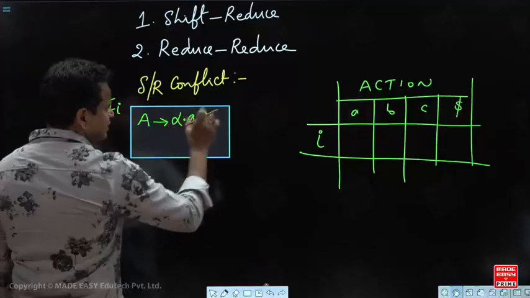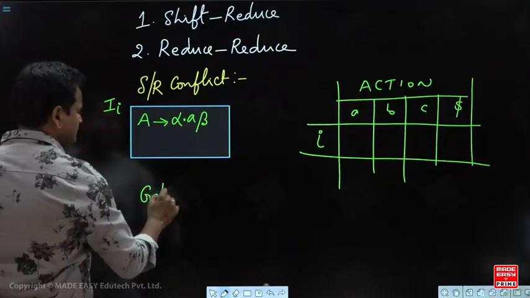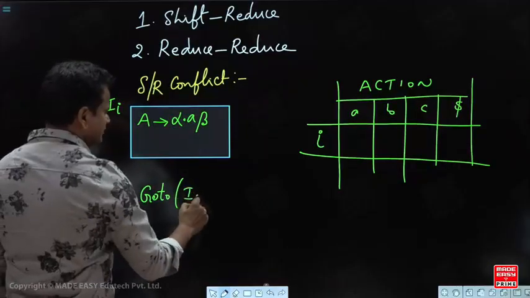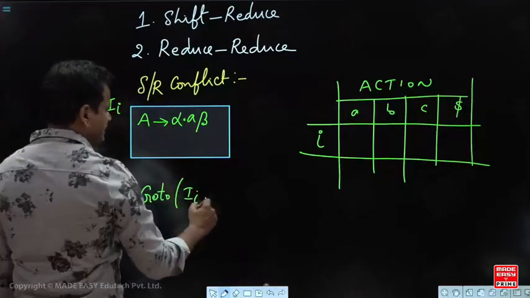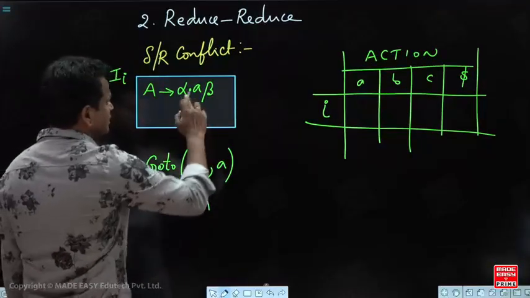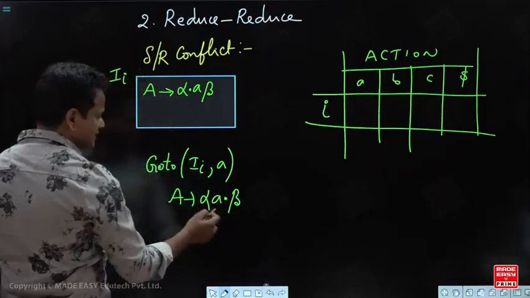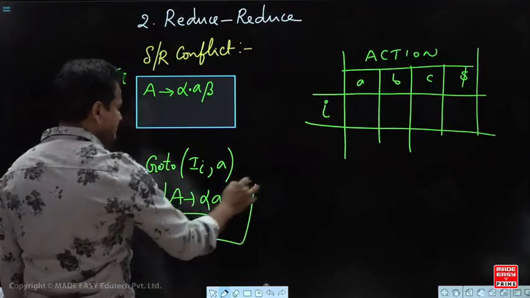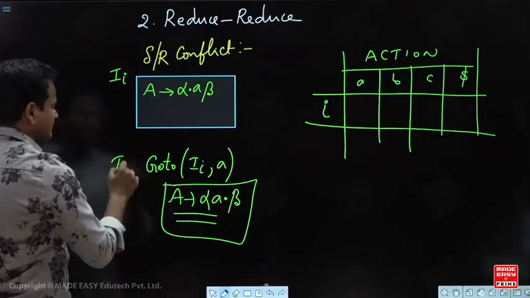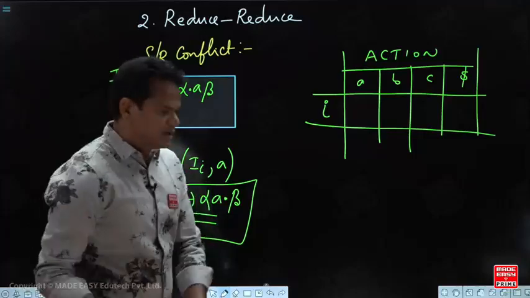And for this, how will you make the entry? Suppose we write the goto for the shift symbol, goto of Ii comma a. What is the meaning of goto? We move the dot one position, and after that if any possible items are there, we will add them, and finally we will close, and we will give some number, let it be Ij. We give some name like I3, I4, I5, so let it be Ij.